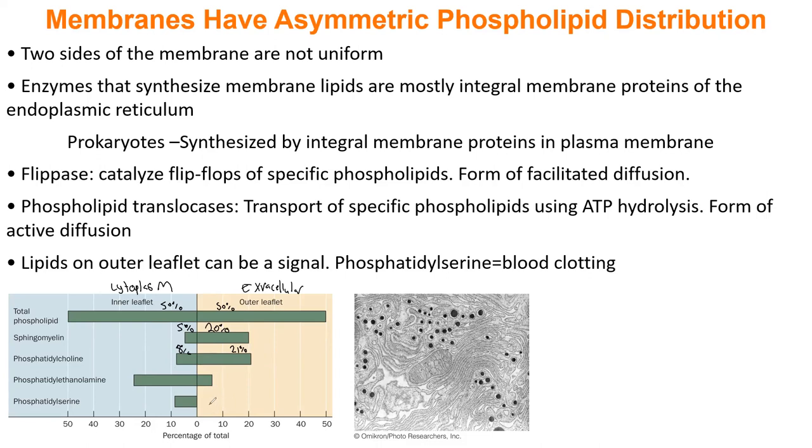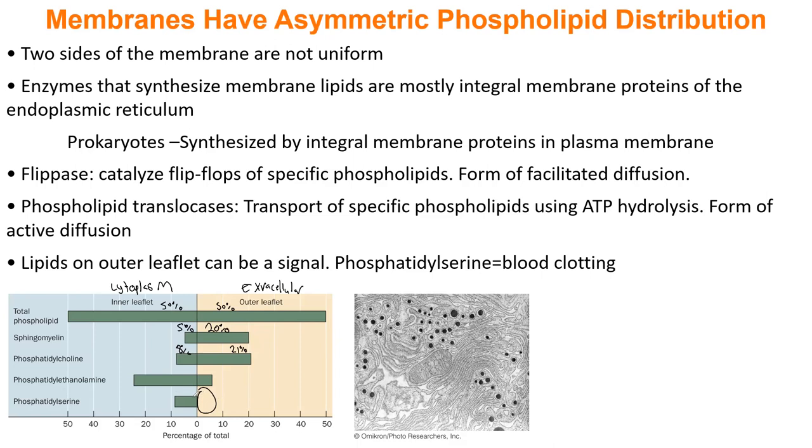What's very interesting is this last one, phosphatidylserine. Phosphatidylserine is never found on the outside. It is only found on the inside. And phosphatidylserine is a signal. If phosphatidylserine is ever shown on the outside of a cell, that is basically a signal to other cells to destroy me.